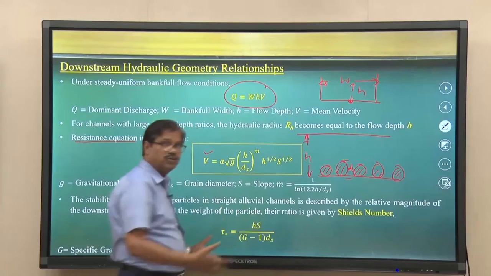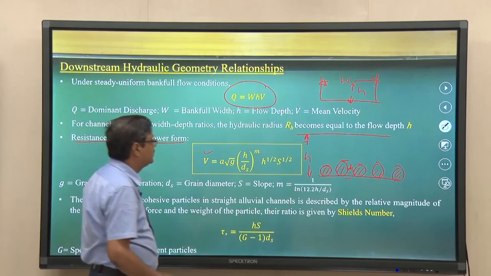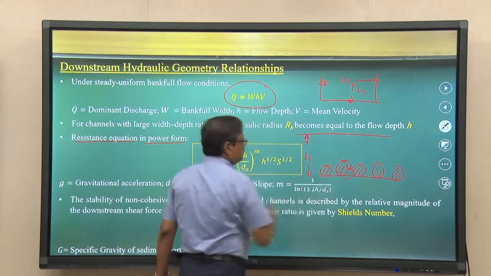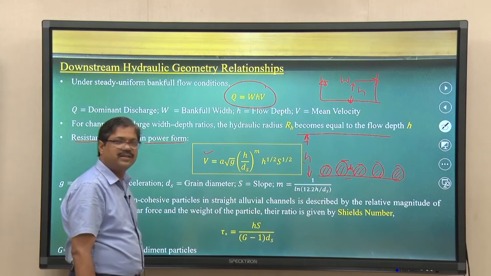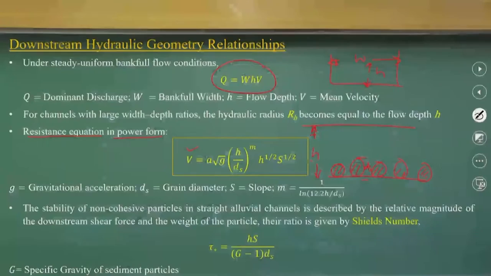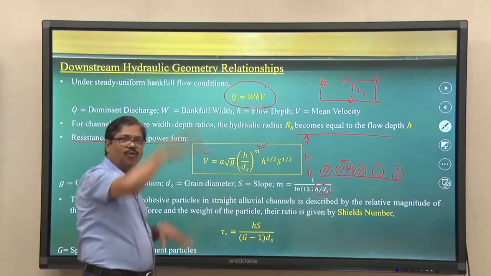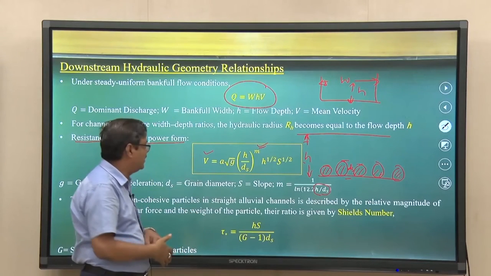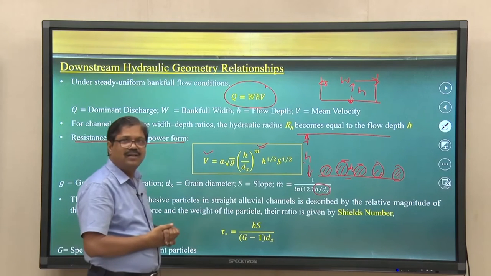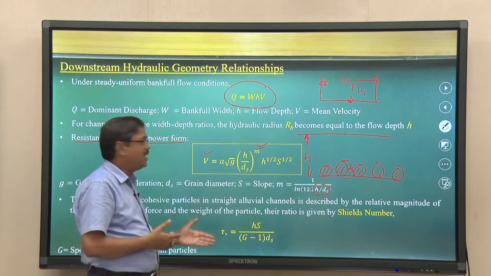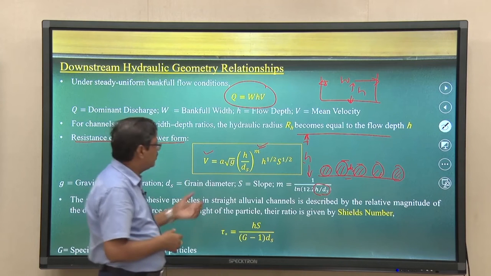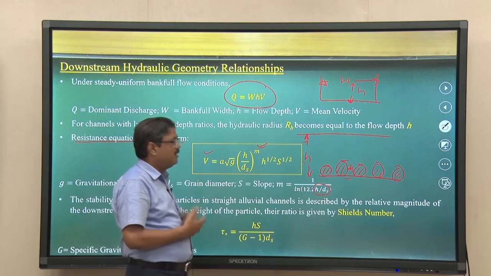Okay, if you look at the stones or boulders in hilly rivers, you are looking at a relative submergence h by d s, raised to the power exponent m, which also depends upon h by d s. It depends upon the relationship between these, whether it is submerged or not. If h is much, much larger than d s, this value will be larger; if it is less, you will have a different value. Just look at the relative submergence value first.